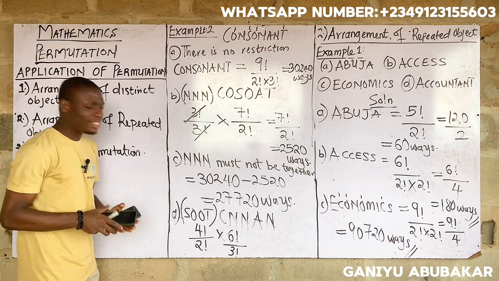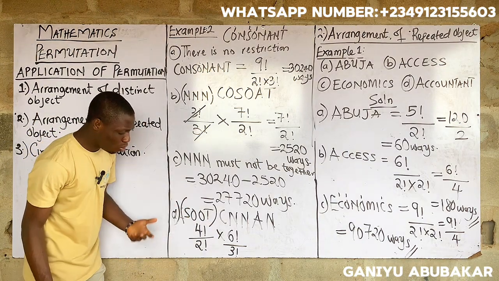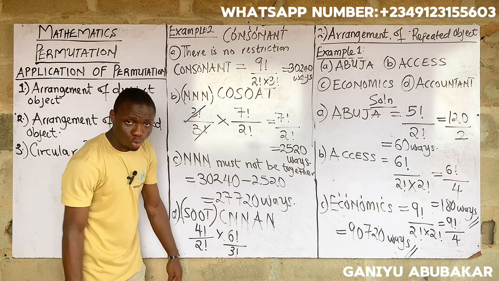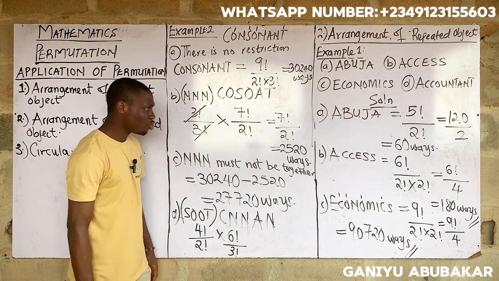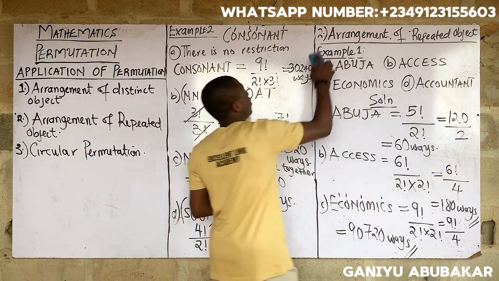Mind you, don't go and say 2 factorial cancels 4 factorial and that becomes 2 factorial. You are wrong. Don't go and say 3 factorial over 6 factorial becomes 2 factorial. No, it's wrong. So let's get this value, please, from here.